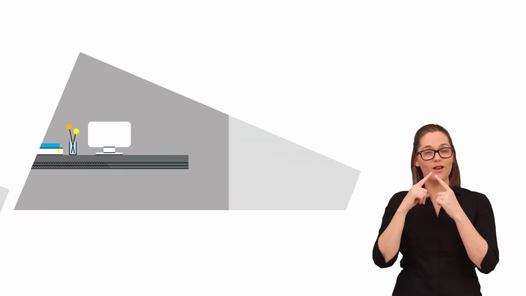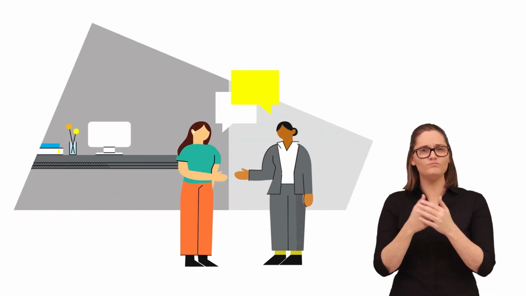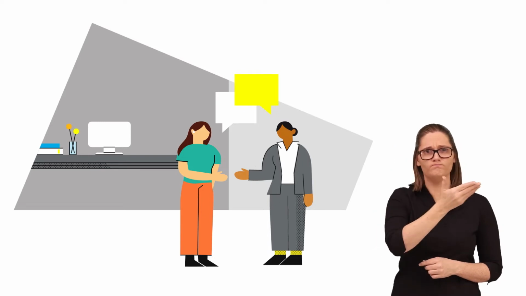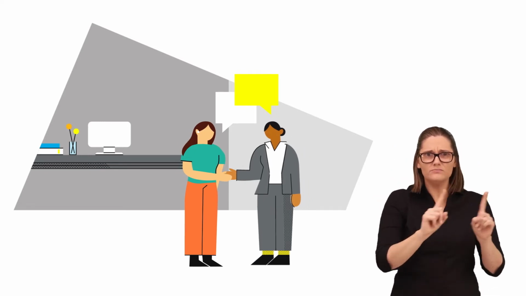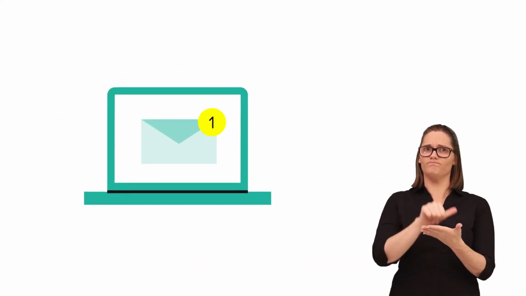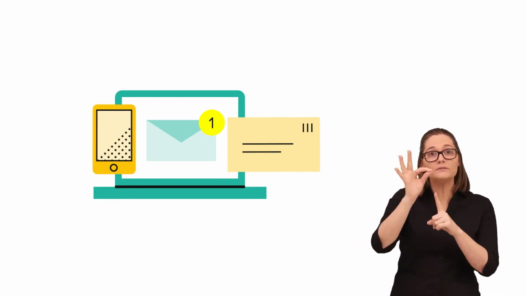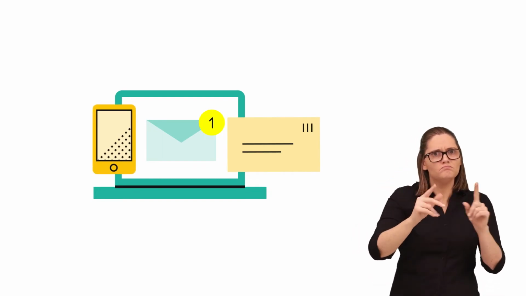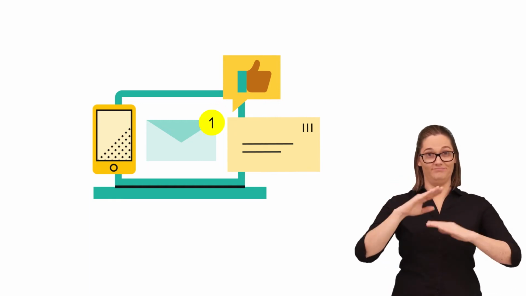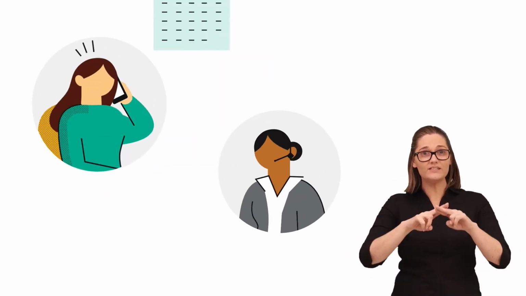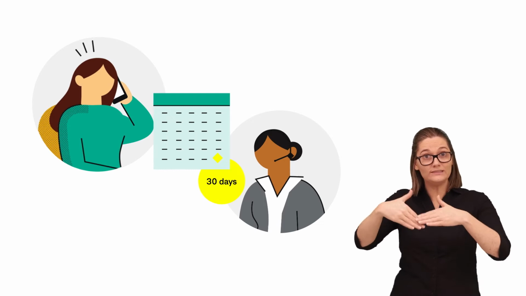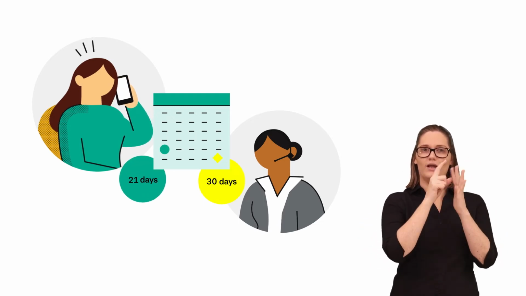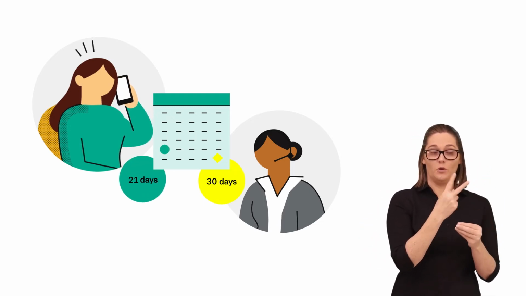We promise to listen so we can understand how you've been affected and make things right if we've done something wrong. We'll give you regular updates about how we will try to fix the problem and we'll work with you to find a fair outcome. And if we can't solve your complaint within 30 days, or 21 days if your complaint is about credit default or hardship, we'll tell you why.